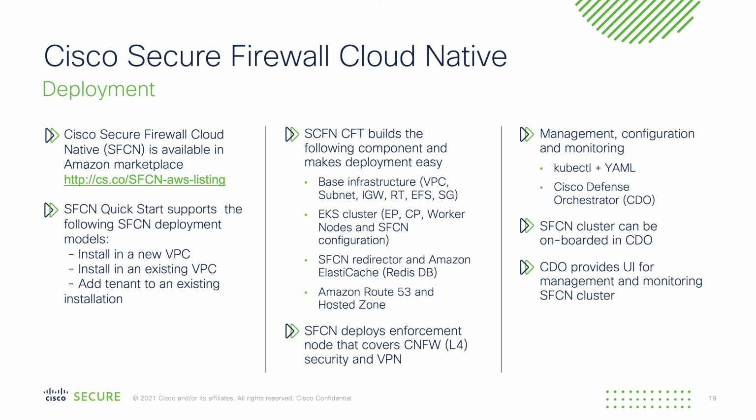There are three options when you deploy it. Install in a new VPC when you have a greenfield deployment. If you want to add SFCN to your existing VPC, you can use install in an existing VPC. The third option is if you want to add another tenant into your existing installation. If you're using this architecture for an MSSP use case, you can add a tenant later on as well. You start with one tenant, later on you decide to add another tenant, and you can use our quick start to do that orchestration for you.